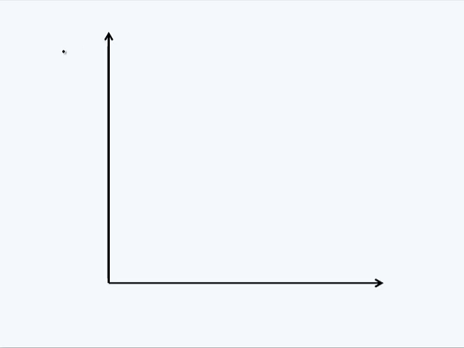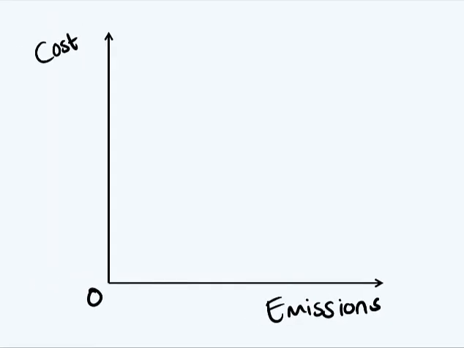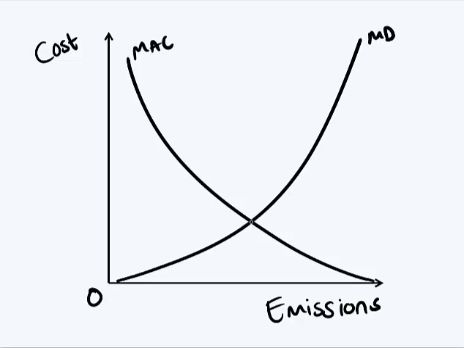Let's just name the axis first. It's the costs, the vertical axis, and then we have emissions on the horizontal axis. Right, now the marginal abatement cost curve is over here, and the marginal damage curve is over here. This is the efficient level of emissions, and this is the maximum level of emissions.